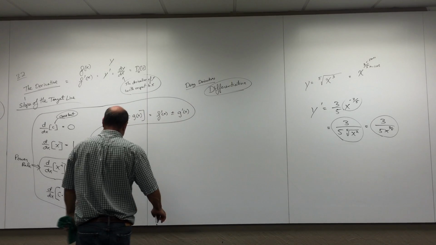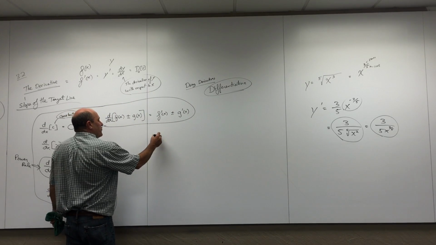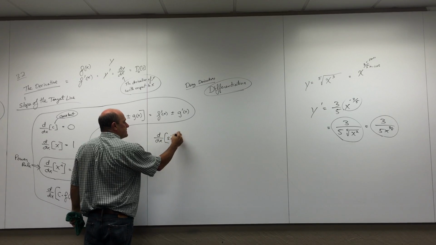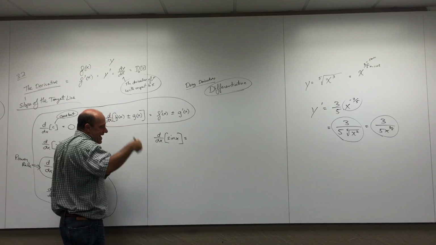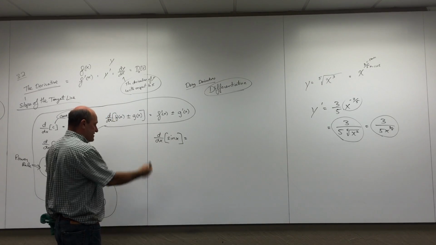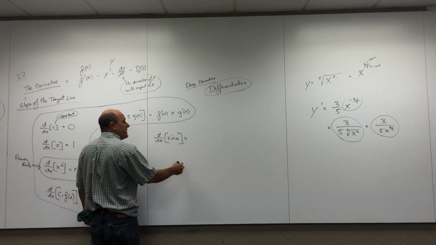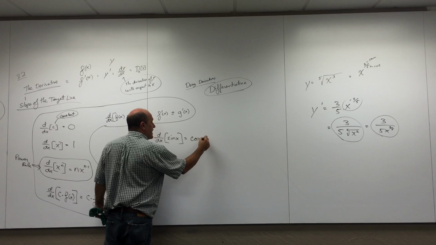Here's a couple more then. The derivative of sine x. I'm just going to tell you what it is. This is a rule. I'm stating a rule without proving it. The derivative of sine x is cosine x.